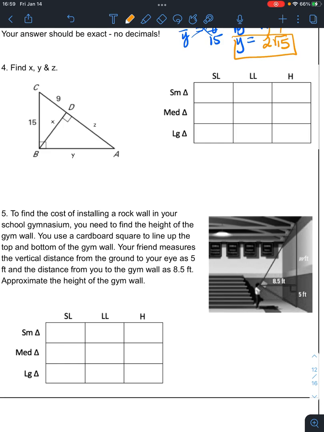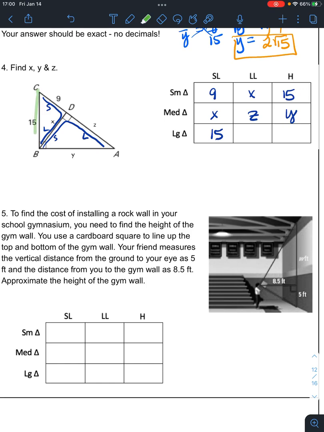So on number 4, we want to find X, Y, and Z. So let's start filling in our chart. I have my short leg of the small is 9, long leg is X, hypotenuse is 15. I'm going to take that first row and copy it down into my first column. Then I need the long leg of my medium triangle, that's Z. Again, it's short leg, long leg, if that helps you keep up with it. Short, long, short, long. Sometimes it's hard to see, especially that medium-sized triangle because it's usually turned upside down. And then the hypotenuse is Y.